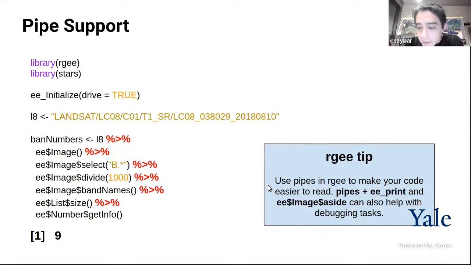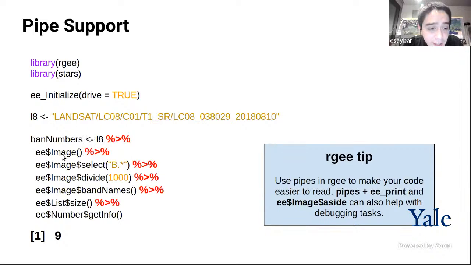And I think, at least in my opinion, it's always better to use pipes, principally when you are coding really large scripts. Because with pipes, for instance, in this simple script, I try to display the number of bands that this Landsat image has. So with pipes, I can see the previous result of a process.